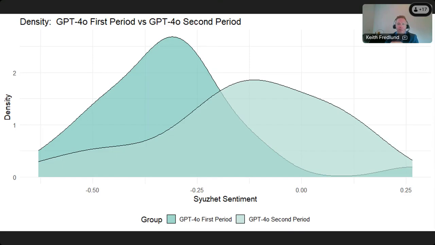All right, here's the first result. In this case, GPT-4o, the first period is the darker area. It has the higher peak and was a little more negative. The second period not only shifted toward the right, the positive side, so had more sentences with positive words in them than the other, and has this large shoulder off to the right-hand side as well. So I look at this and I think my eyes are telling me these are different distributional shapes.